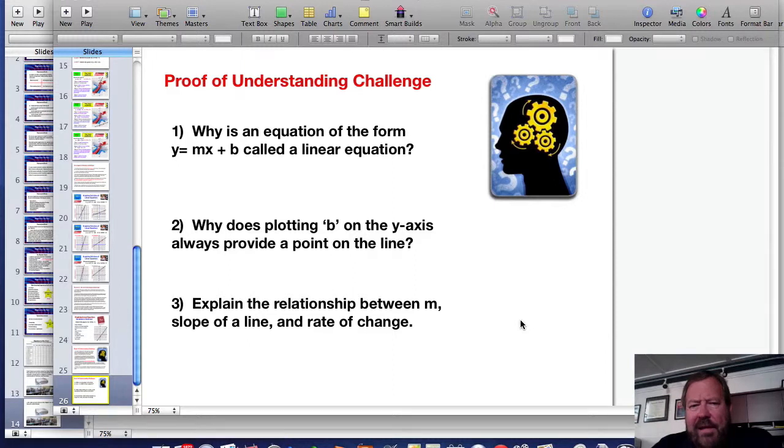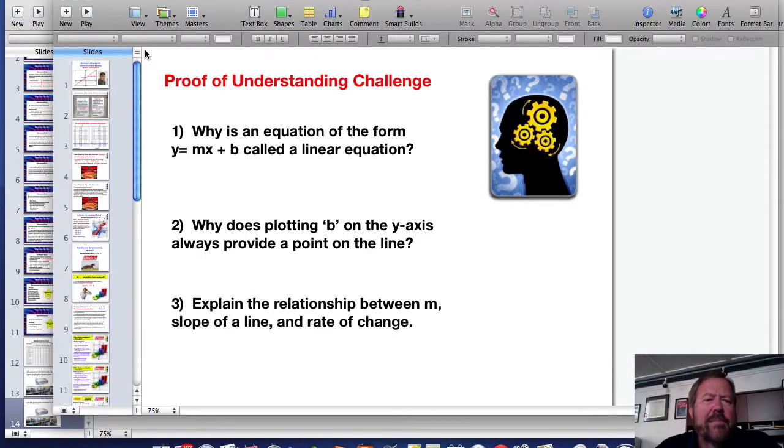And we would allow kids, they could work with a partner. You could do this with stand and deliver, where the students stand and talk back to the teacher. But it's very important that students understand why this is a linear equation. Question 2, why does plotting b on the y-axis always provide a point on the line? Question 3, explain the relationship between m, the slope of the line, and what we call the rate of change. So these are 3 understandings I would want students to come away with from our lesson on graphing linear equations.